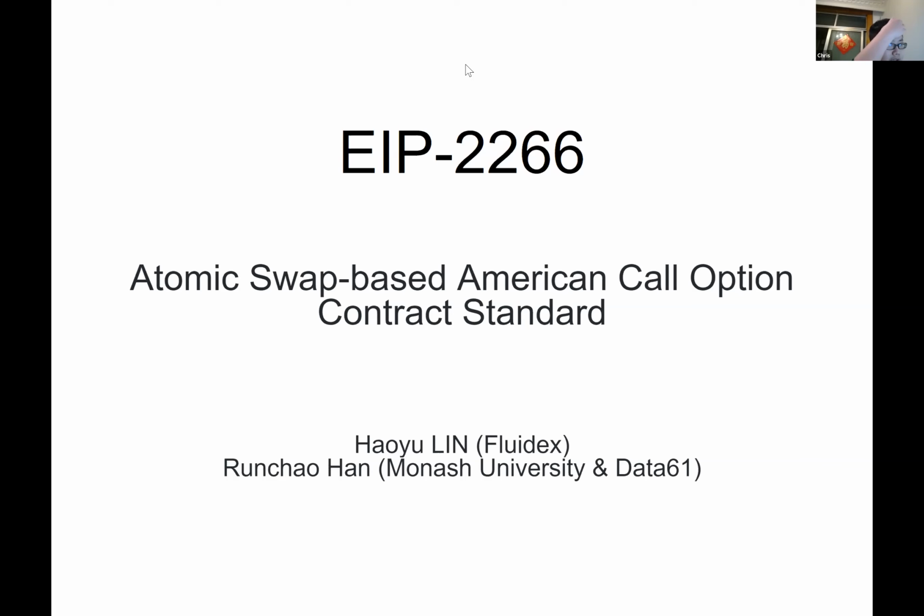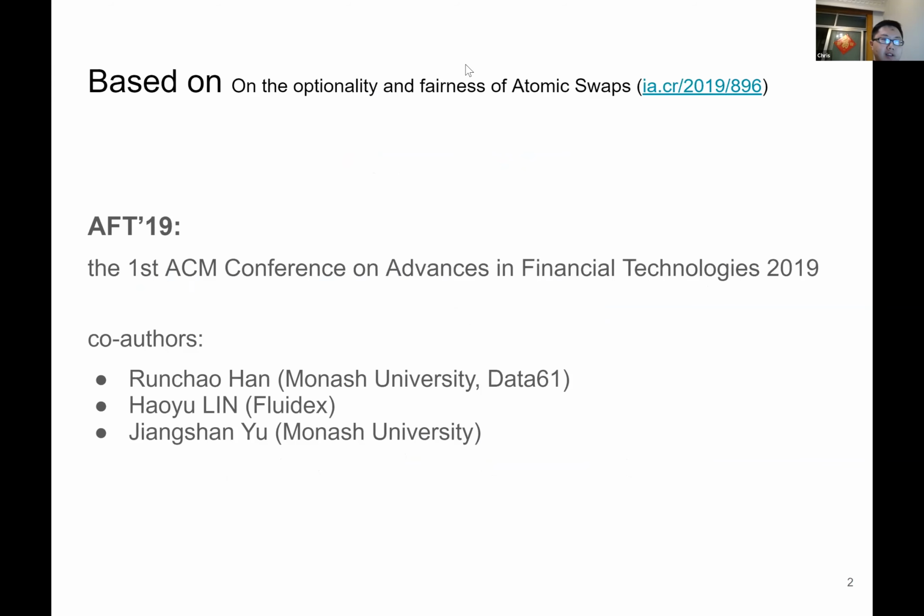This EIP is based on a paper that Runchao, I, and Jiangshan co-authored on the optionality and fairness of atomic swap. The paper was also accepted at AFT19, namely the first ACM Conference on Advances in Financial Technologies 2019. You can get access to the paper by this link.